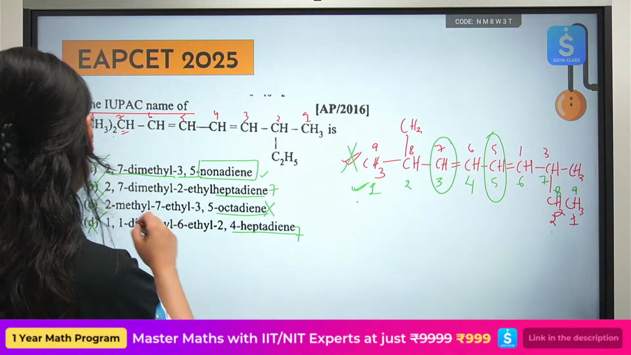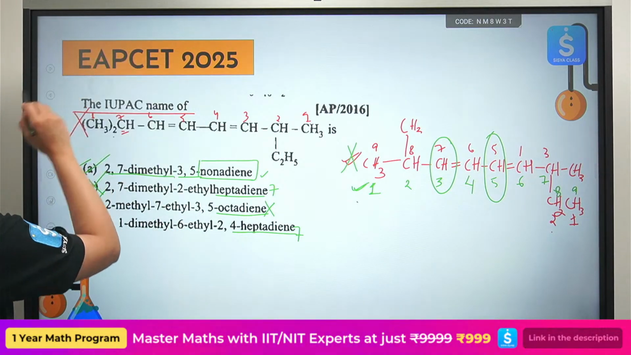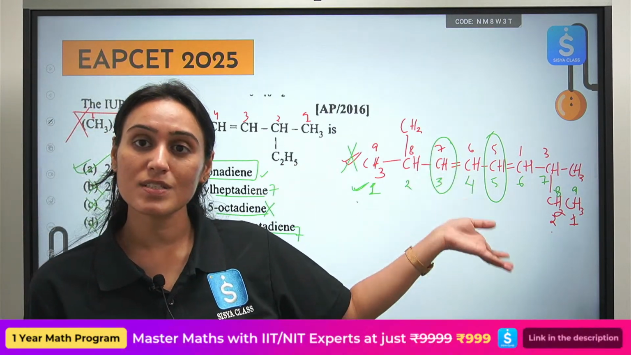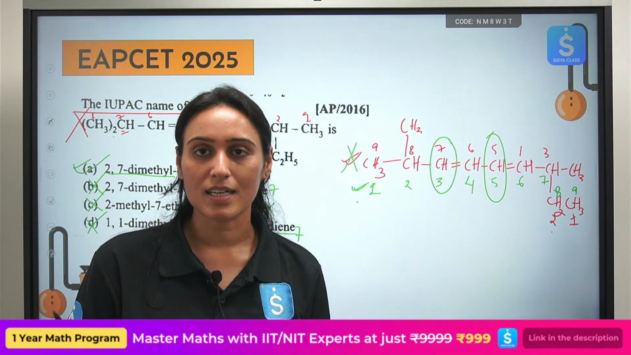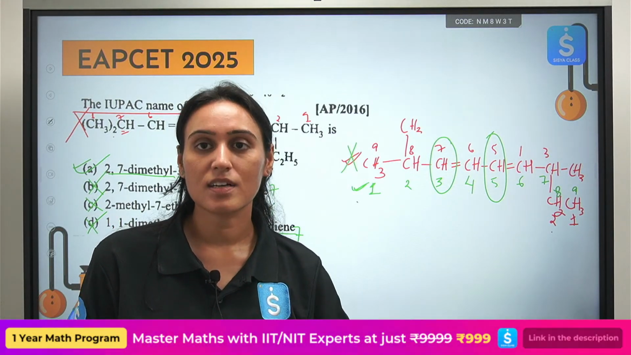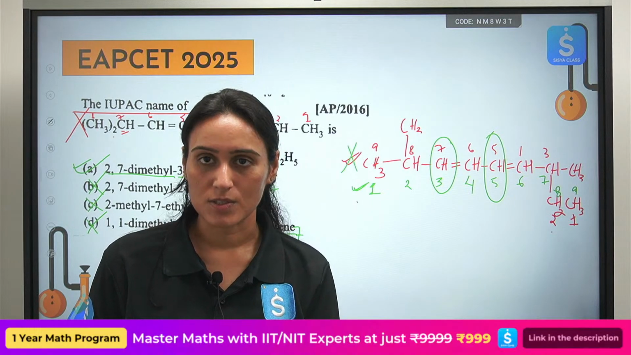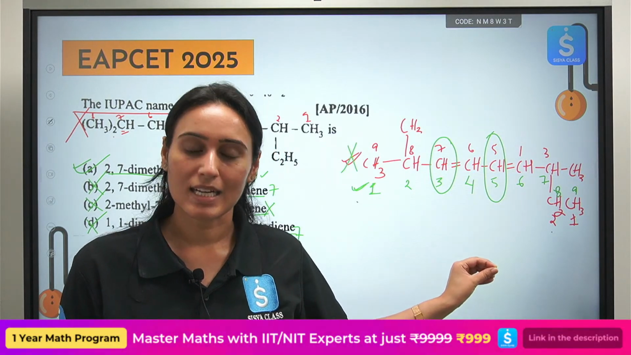I hope it is making sense to everyone. So this is how you have to answer. You have to select your parent chain first. That must contain maximum number of carbon atoms, and in case of unsaturated compounds, it should contain your multiple bonds also. Okay, so this will be our correct answer. All right.